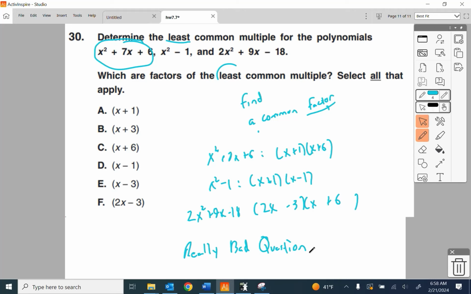Which are factors of the least common multiple? There is no common multiple. They don't have anything in common. Horrible question. Yeah, so this is just a flawed question. Well, this came from the state of Missouri, so do better, Missouri.